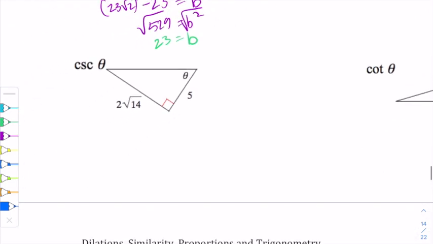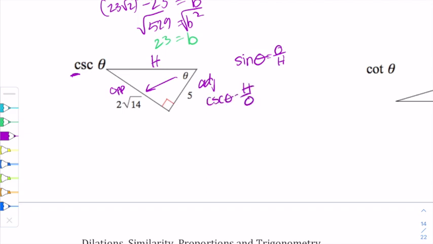If we look at this one, we've got the cosecant. Again, we need to label our triangle. So this is hypotenuse, this is opposite, this is adjacent. Cosecant starts with a C. Its reciprocal starts with an S. S goes with sine. Sine is SOH. So we need to flip it. So we have the H over the O is the cosecant.